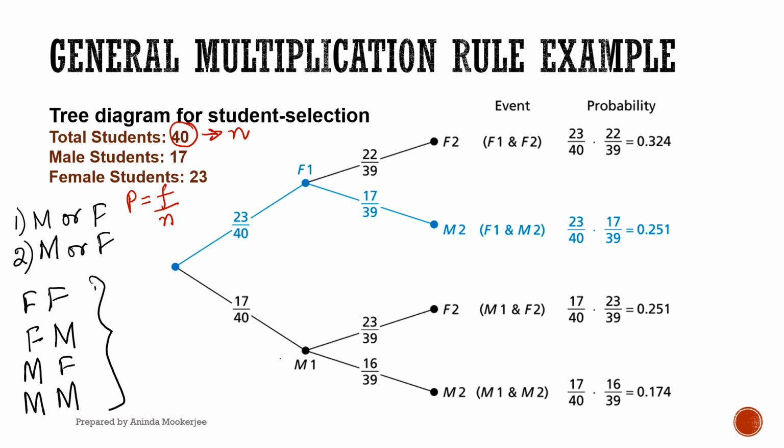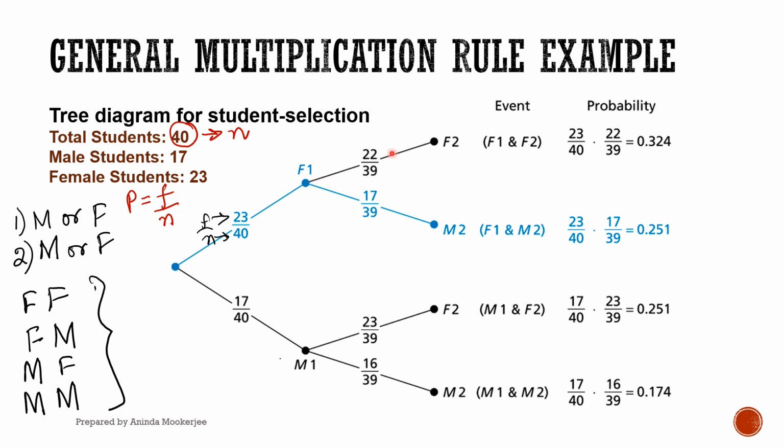Again, we are applying the F over N rule. N is the 40, F is the 23. So the probability of picking a female in the first draw was 23 over 40. What is the probability of picking a male in the first draw? 17 over 40, because there are 17 ways in which I can pick a male student. So F is 17 and 40 is N in the first draw.